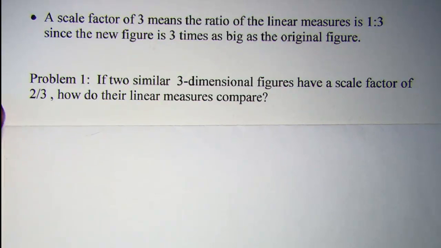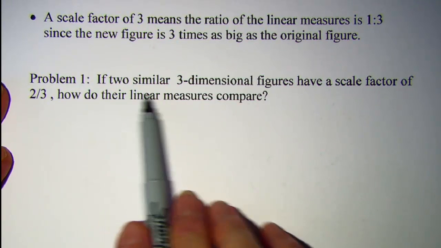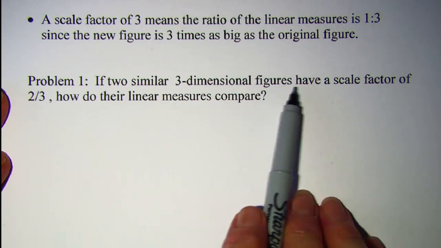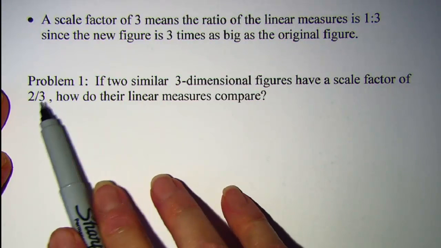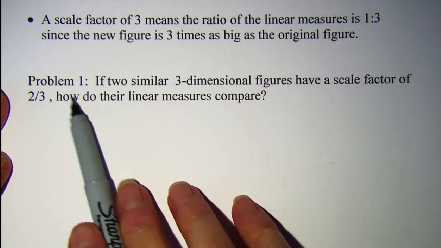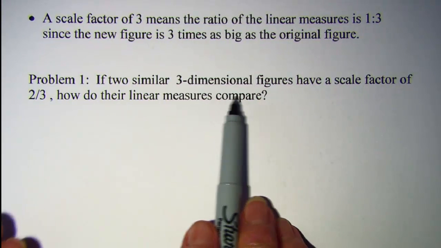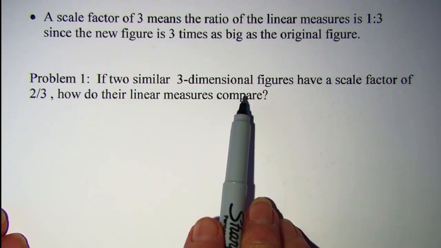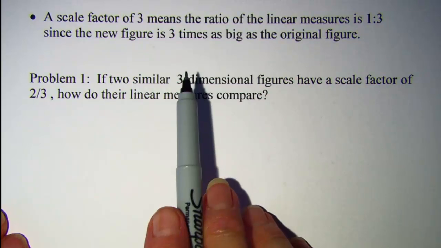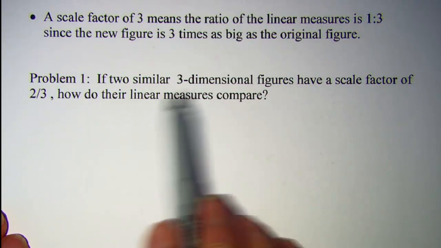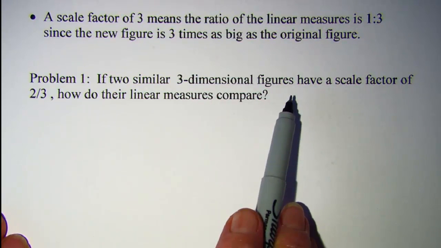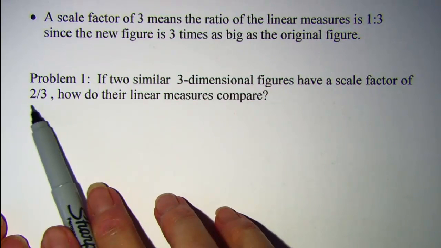Let's consider a problem. If two similar three-dimensional figures have a scale factor of 2/3, how do their linear measures compare? Well, from the discussion earlier, their linear measures will be in a ratio of 3 to 2, which is the reciprocal.